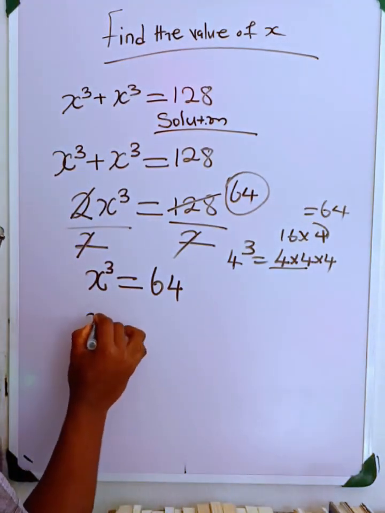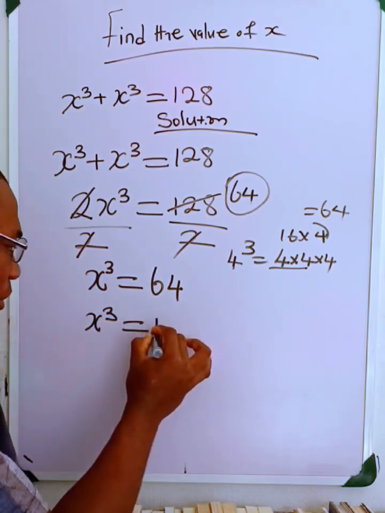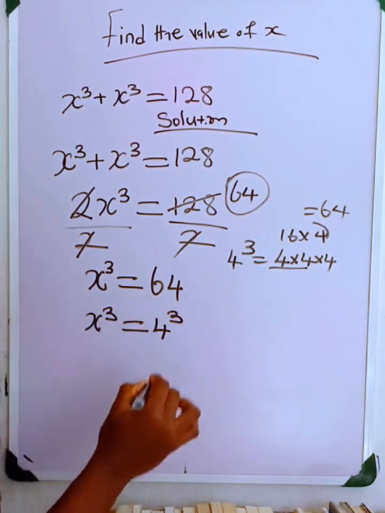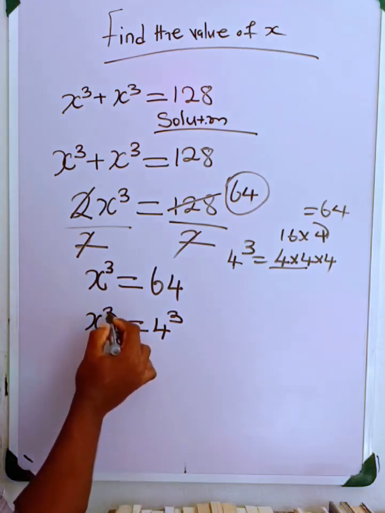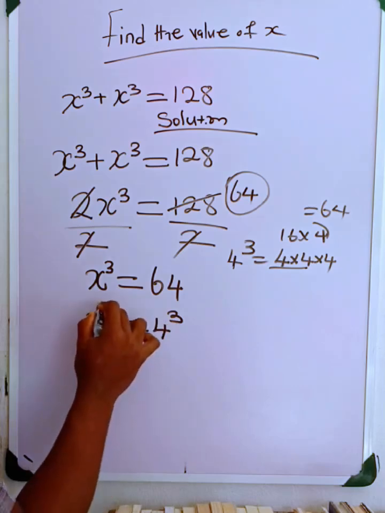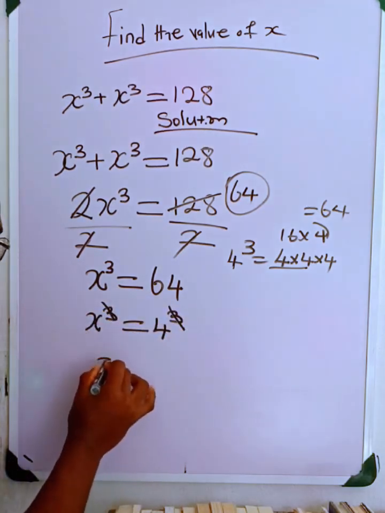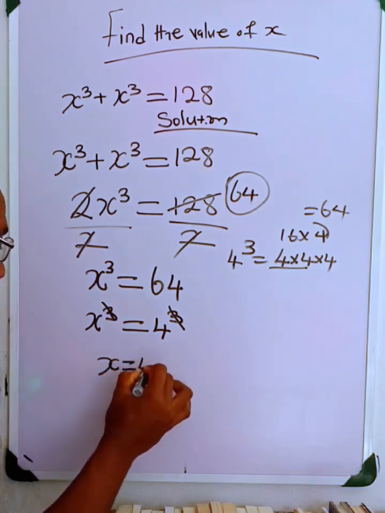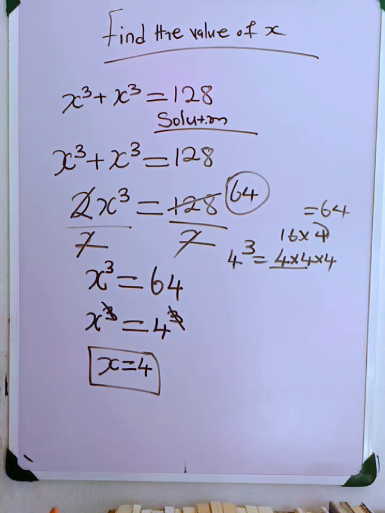Are you following? All right. So we can now say x raised to power 3 equals 4 raised to power 3. Since their powers are the same, the power of x can cancel the power of 4. What do we have left? x equals 4. This is the value of x.